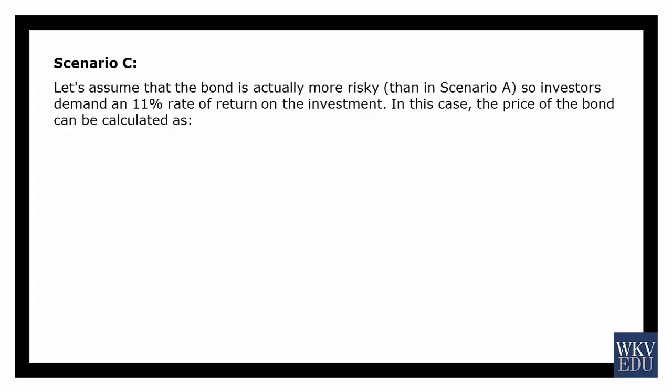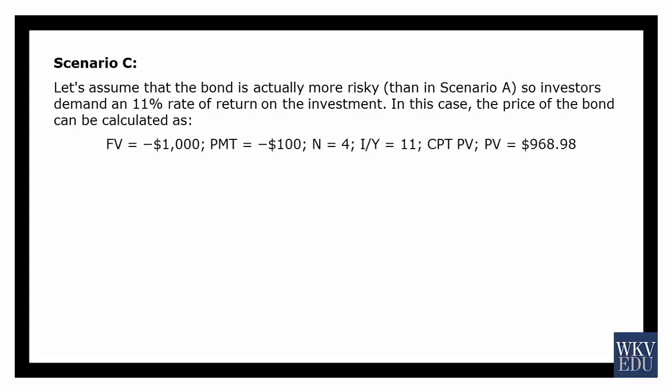Finally, let's move on to the third and final scenario where the market rate of return is greater than the coupon rate, in our example 11%. And therefore, the value of the bond can be calculated as follows. Notice that if the rate of return required by investors is high, 11 as compared to 10, the value of the price of the bond is lower, 968.98 in our example.